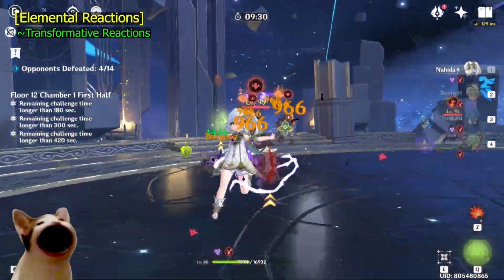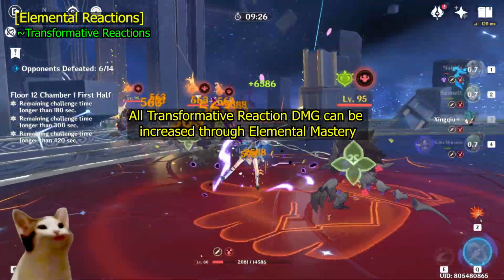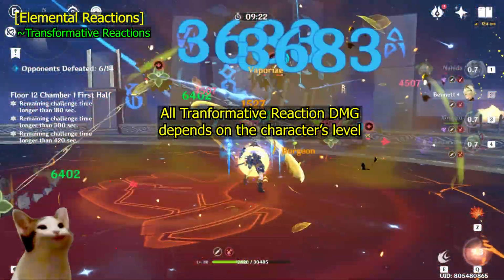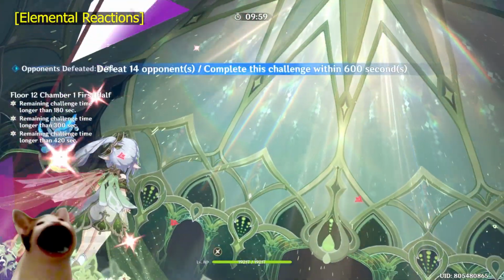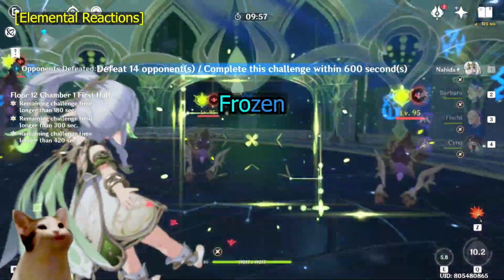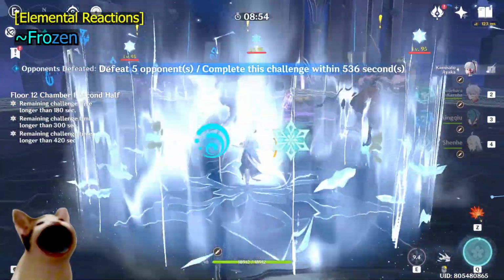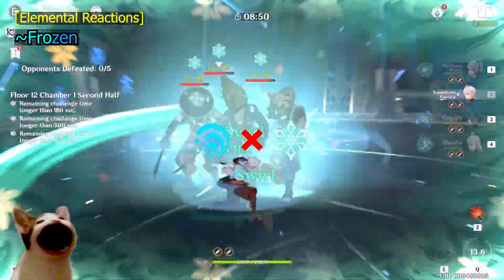All these transformative reaction damage can be increased through elemental mastery, and the base damage for all of them depends on the level of the character who triggered them. For the last few reactions that are not categorized for some reason, we have Frozen and Catalyze. Frozen is the reaction created when Hydro and Cryo meet, where small to medium-sized enemies will be frozen in place for a period of time.